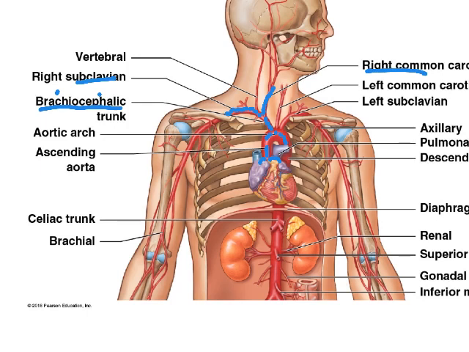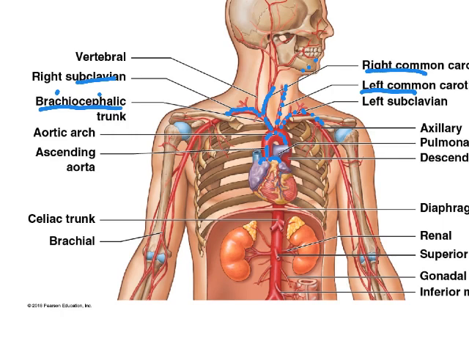Now, on the left side, we don't have a brachiocephalic trunk. We just split directly into the left common carotid here, and that's going to go up and feed the head and neck on the left side. And we have a left subclavian artery that's going to feed part of the chest and the arm on the left side.